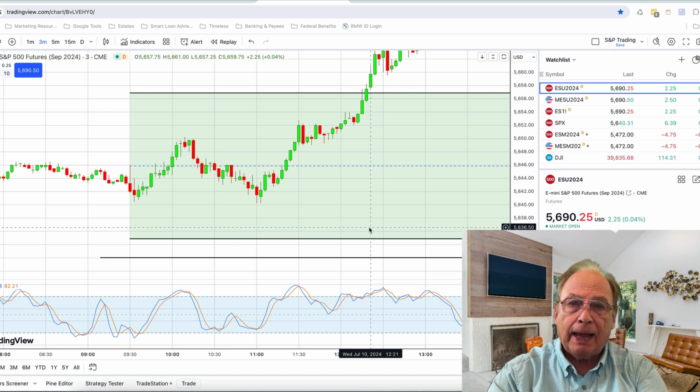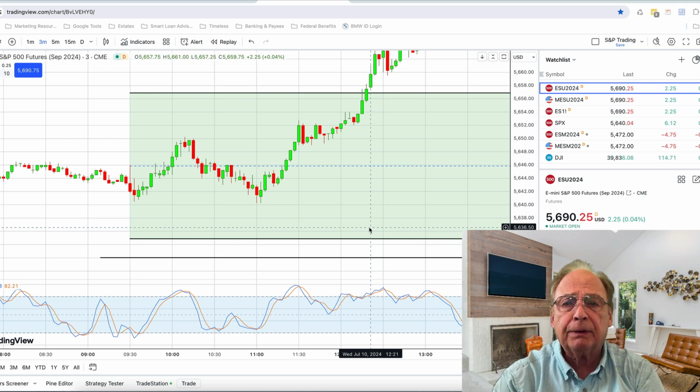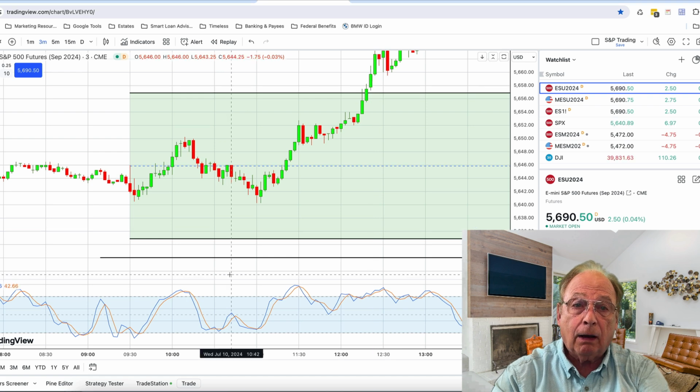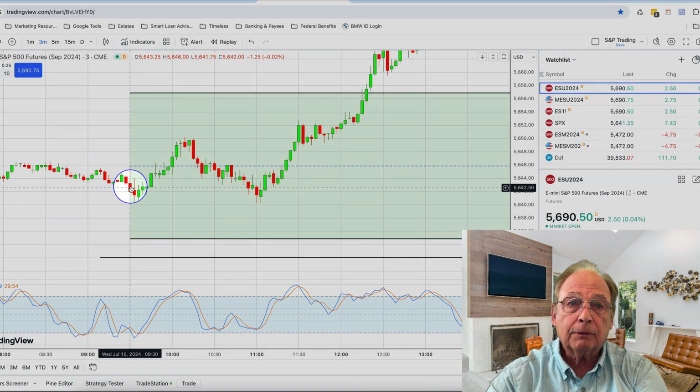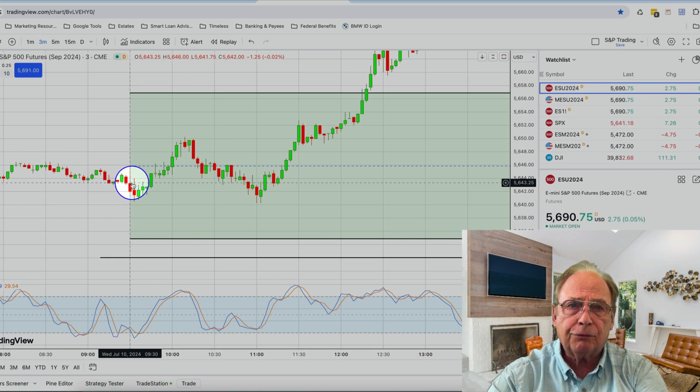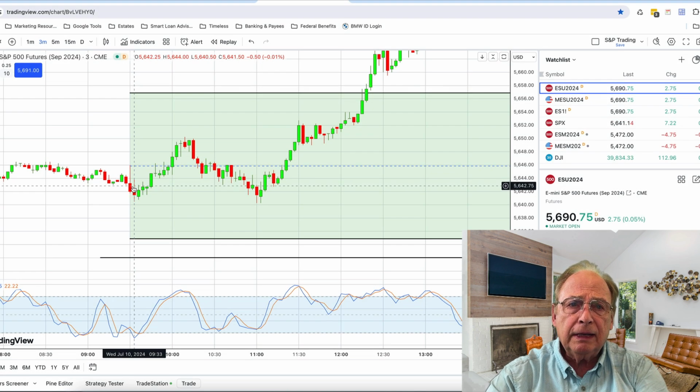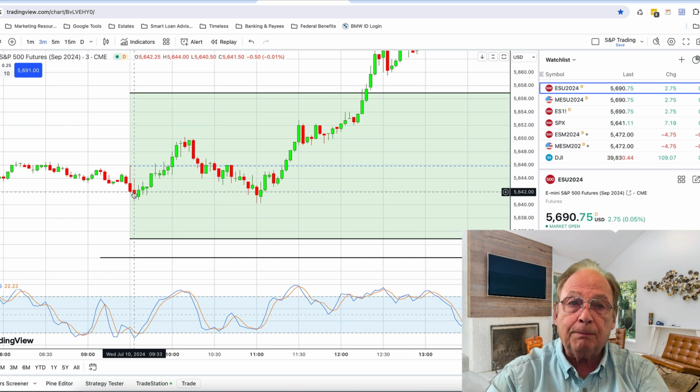I'm talking about candlesticks. Now candlesticks are the basis of where the price moves over a period of time. Here's my 3-minute chart of the S&P E-mini on July 10th. And every candle, the market opened right over here at 56.43. Every candle is a 3-minute candle, representing price movements over 3 minutes of time.